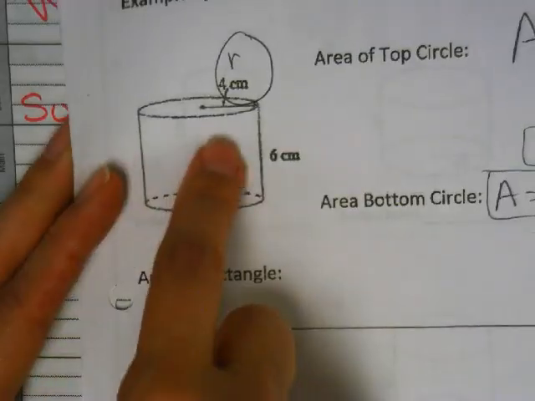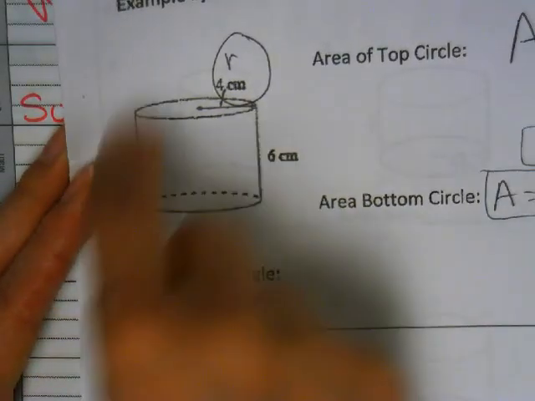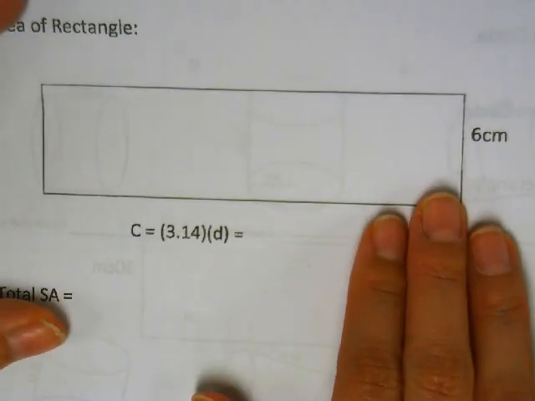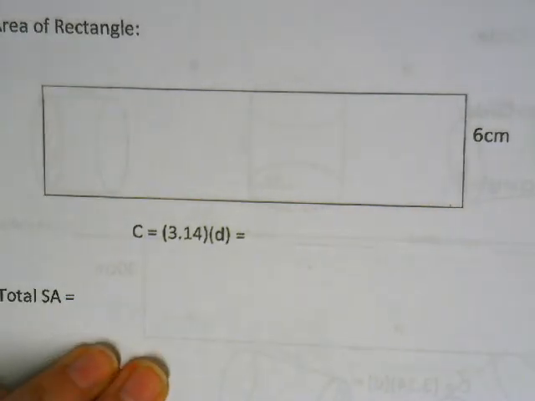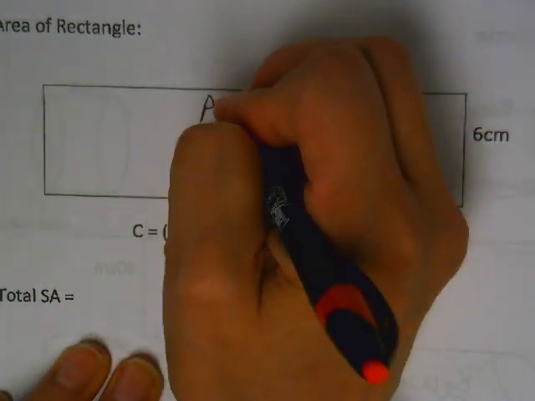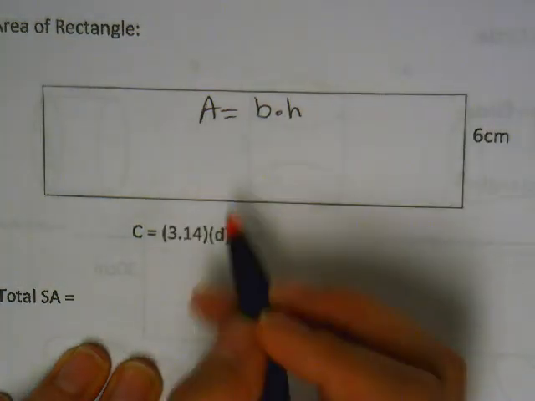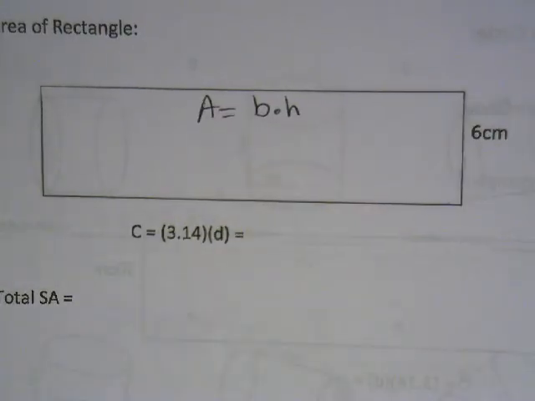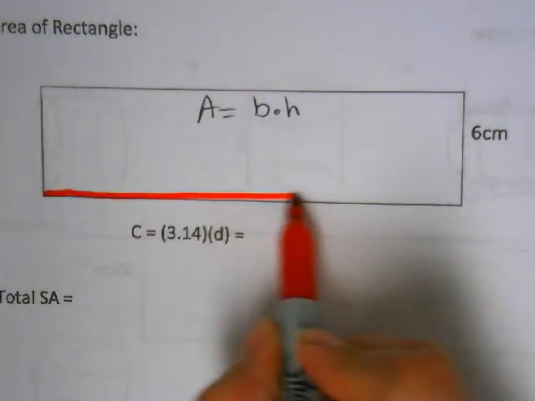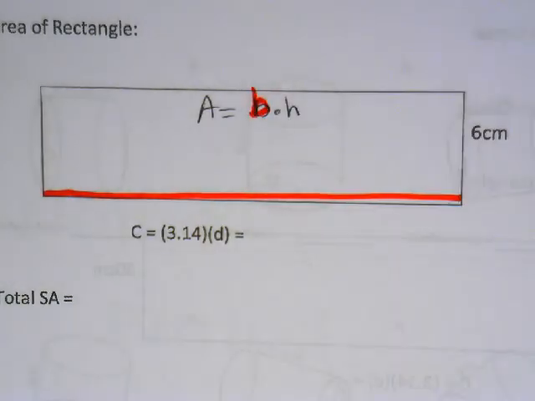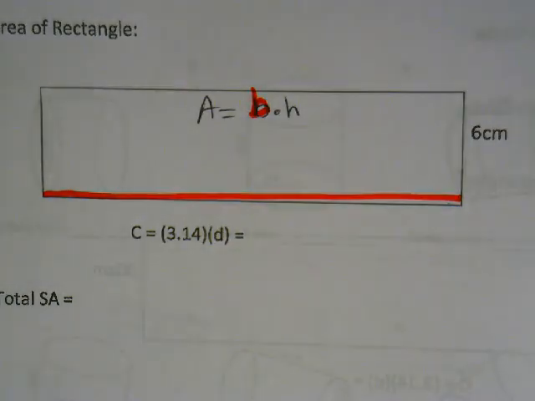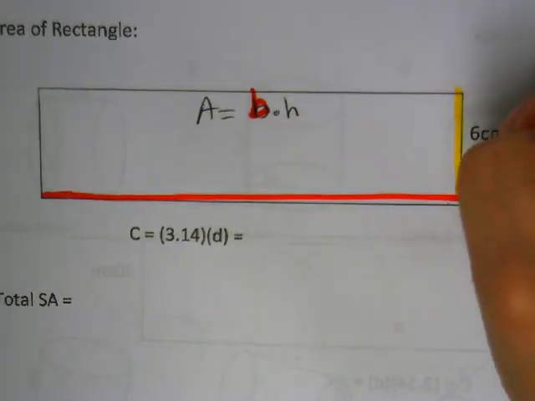Now let's show it to you mathematically. So, here is the label that they unwrapped from this can. They took the wrapper off, they laid it flat. Now I have a rectangle, right? So in order to find the area of a rectangle, I need base times height, right? For the area of a rectangle, it's base times height. This red line is my base, right? And then this is my height.